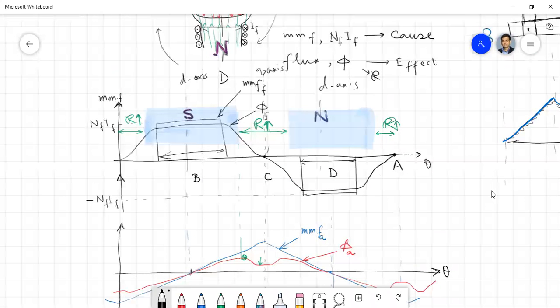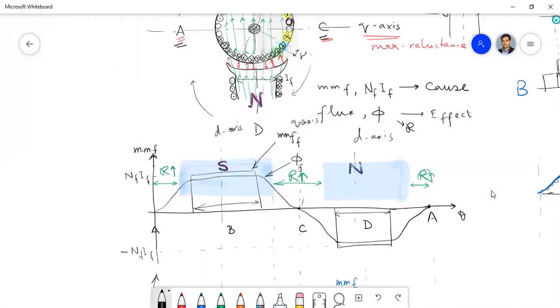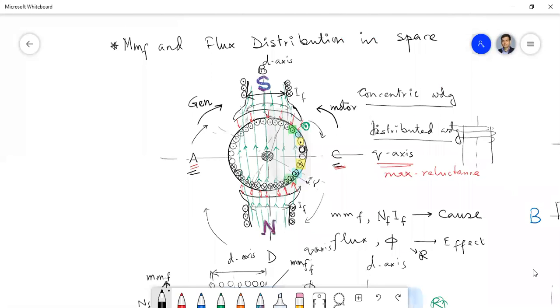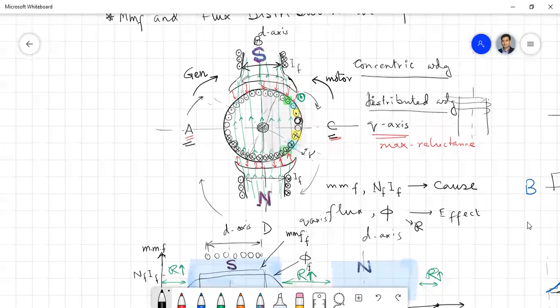Okay. So the MMF distribution due to the field coils basically comes from Ampere's circuital law. Wherever you have the coil, you will get the distribution. Your coil is up to this. If you see the poles, the coils are up to this. So this is the span of the concentric coil. Up to this you have the coil, therefore you have this type of rectangular distribution.